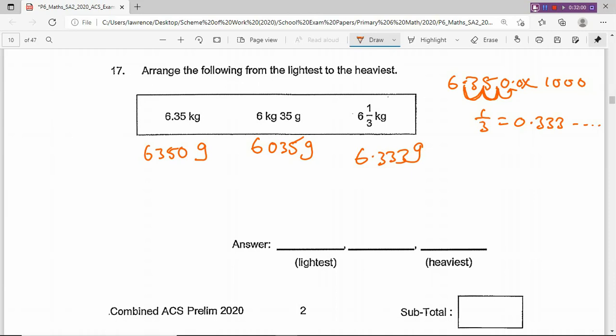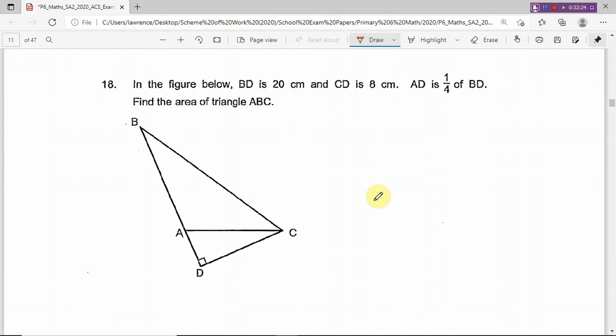Okay, so which is the lightest? Now the lightest will have to be here. Okay, this is the lightest, which is 6 kilogram, 35 grams. And then getting a bit heavier, that will be your 6.333 grams, or 6 1/3 kilogram. And the heaviest will be your 6.35 kilogram. That's the heaviest. Okay, alright, so let's go to the next question.